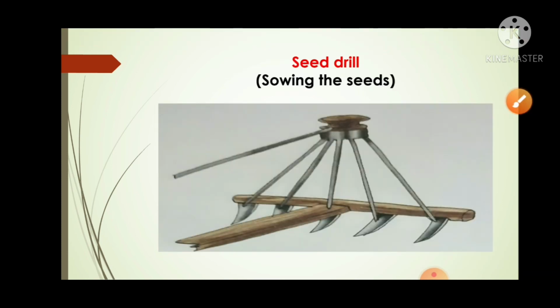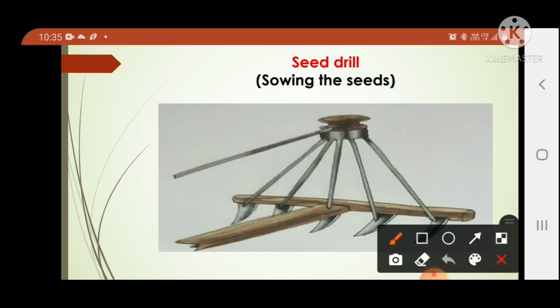Another very important agricultural tool is the seed drill, which is used for sowing the seeds. It consists of a set of long vertical tubes with a funnel shaped seed bowl at the top. Seeds are placed in this seed bowl. As the plow moves, it makes furrows in the soil and seeds are sown.